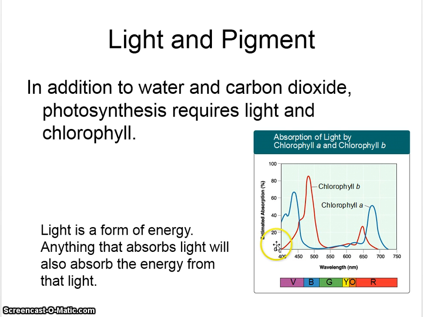You can see here two of the most common types of chlorophyll, chlorophyll A and chlorophyll B, and you can also see what colors of light they absorb. And you will notice that they absorb a lot of blue and violet light and a lot of red light, but very little green light. And this is why plants appear green, because the chlorophyll is absorbing all of the blue and the violet and the red light, and it's not absorbing any green light. So the plant is reflecting that green light, which is why all plants appear green.